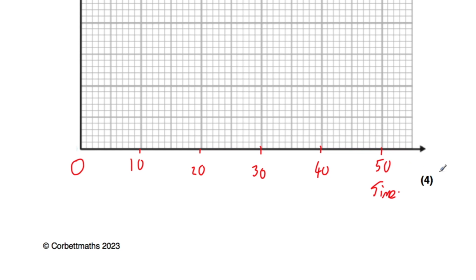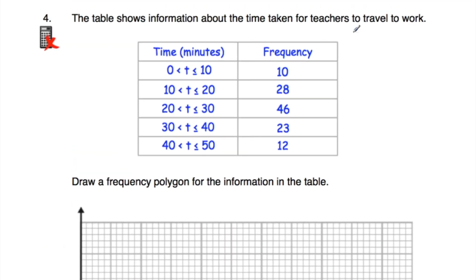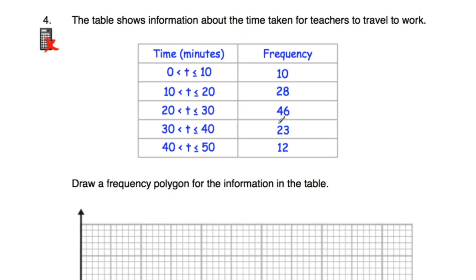And 50 minutes. And vertically, let's look at our scale. So we need to go up to the highest frequency of 46. So let's have a look at our vertical scale. And let's write frequency. And if we look, our highest frequency is 46. So we want to go up to 46.